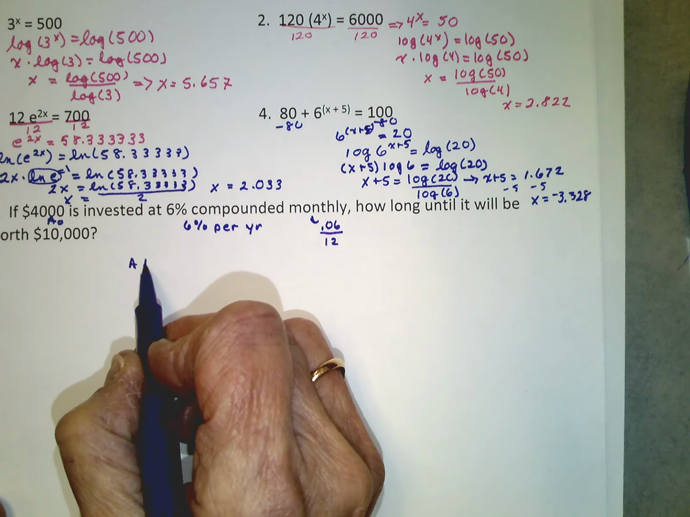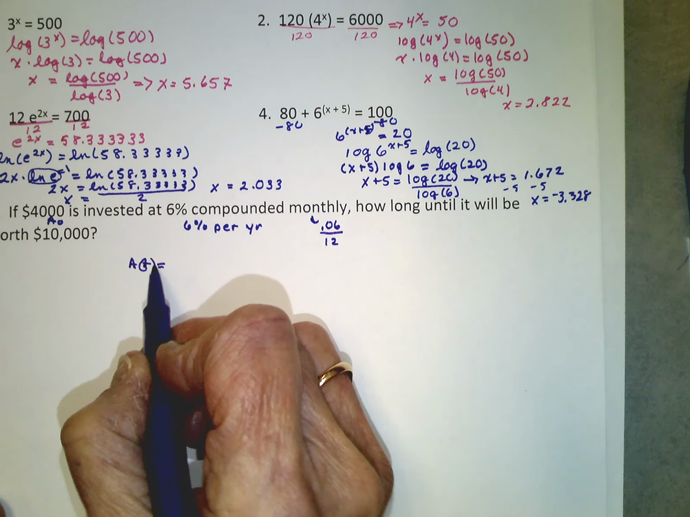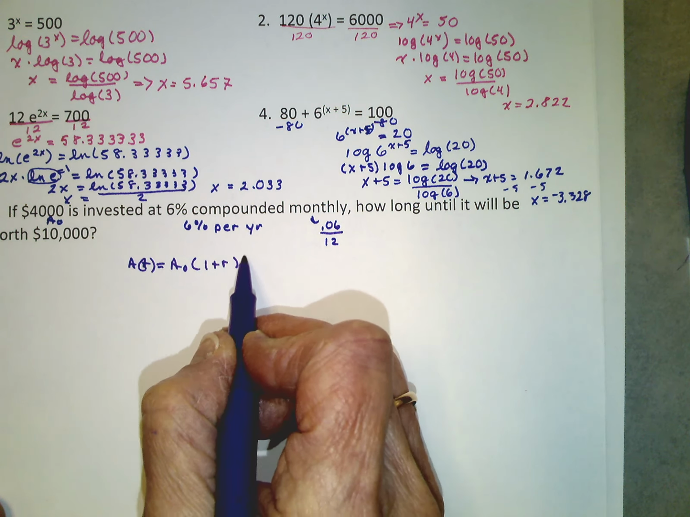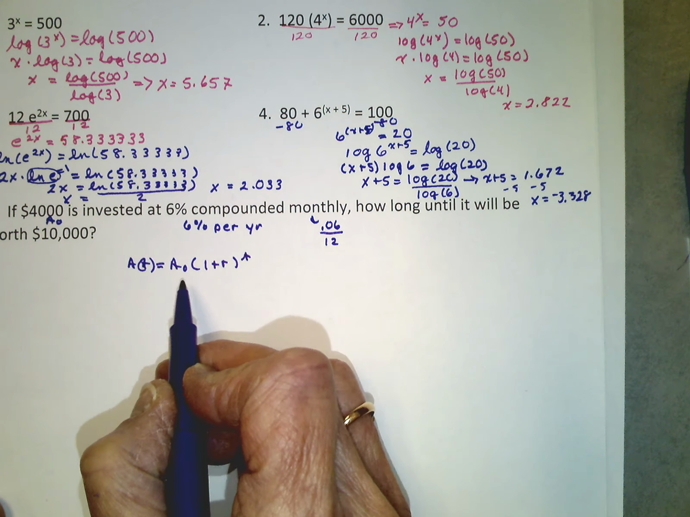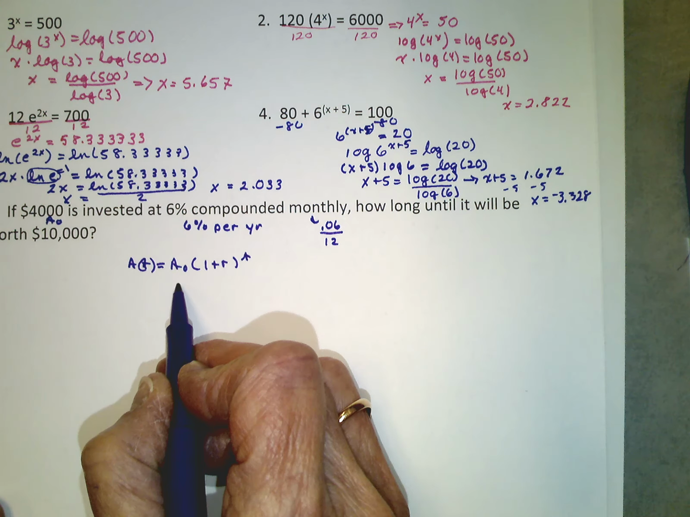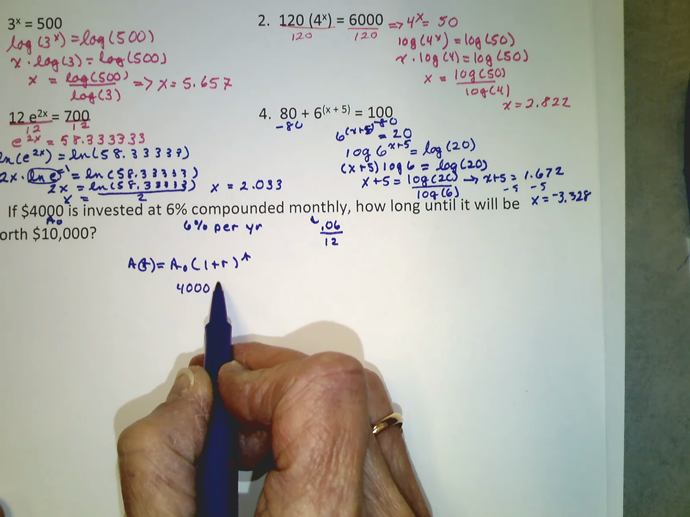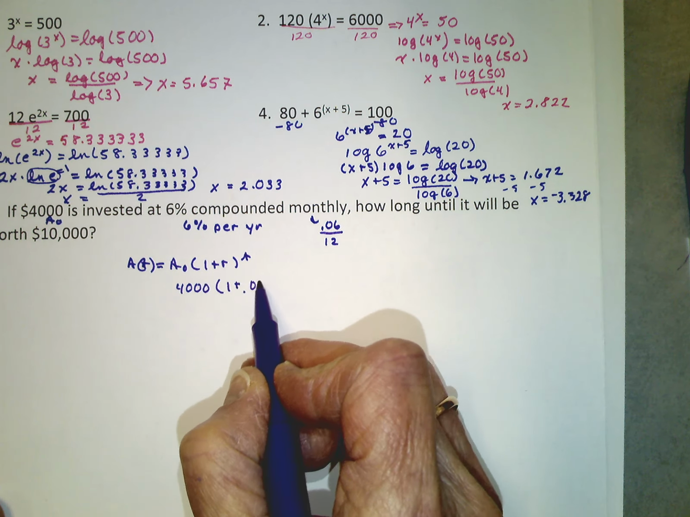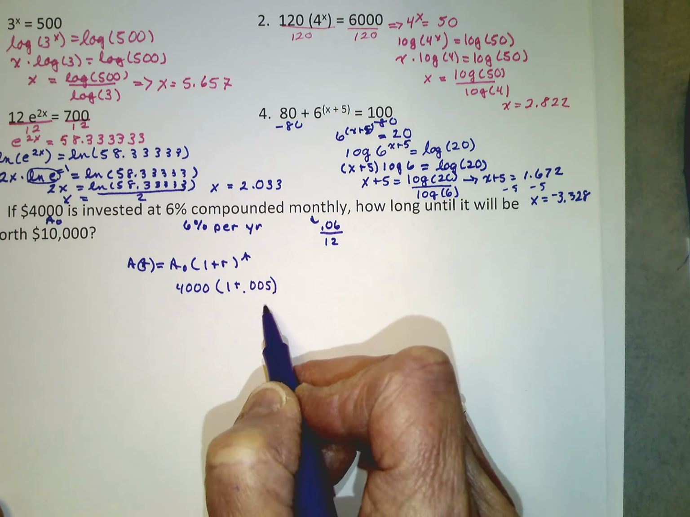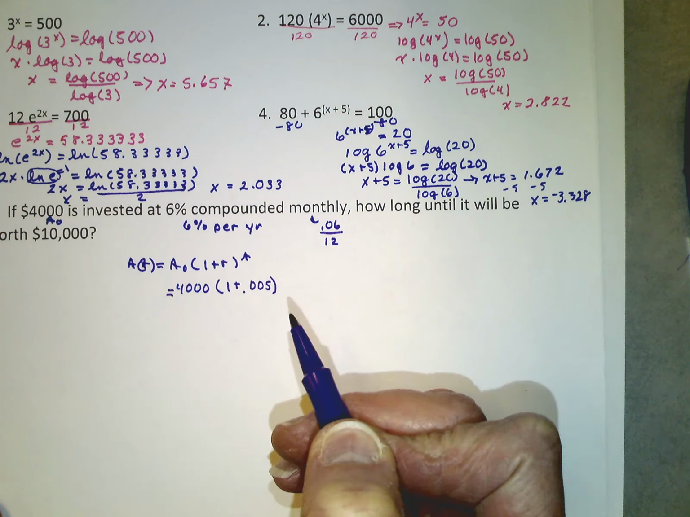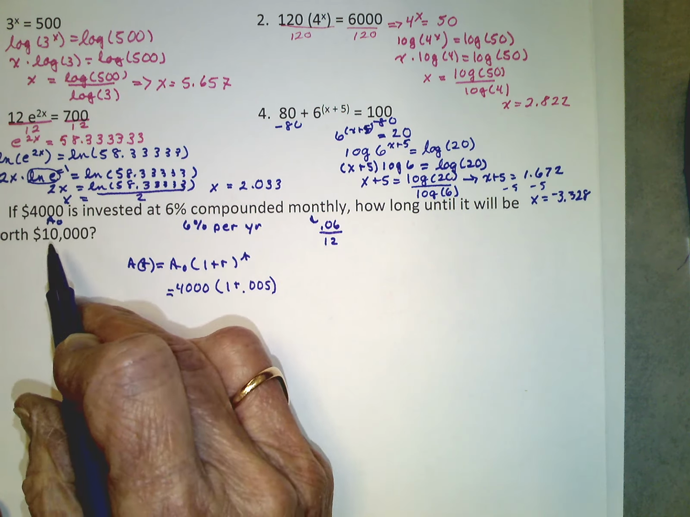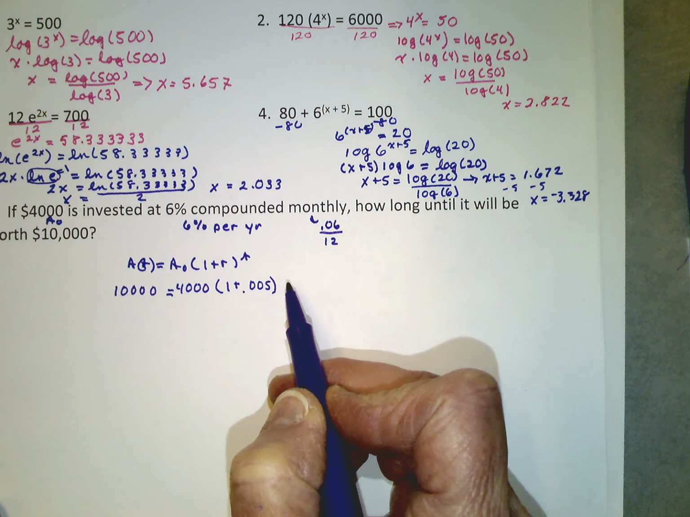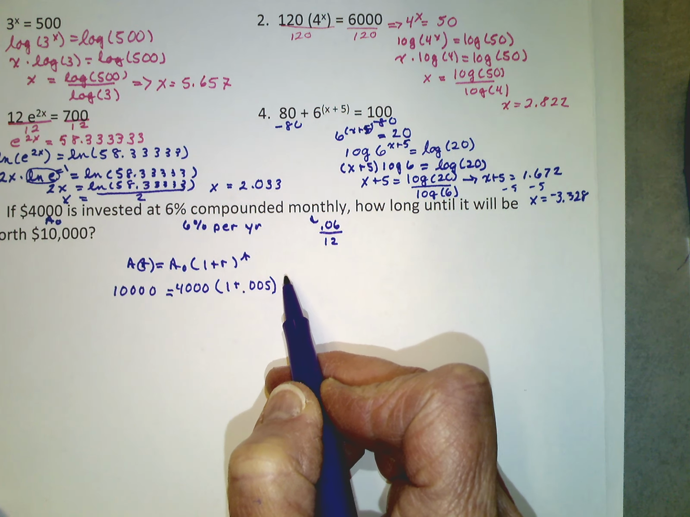So the usual general growth formula, we know that we're starting right now with 4,000. This is going to be 1 plus 0.005 when we do the division. And we know how much it's going to end up with. What we don't know is how long it's going to take.